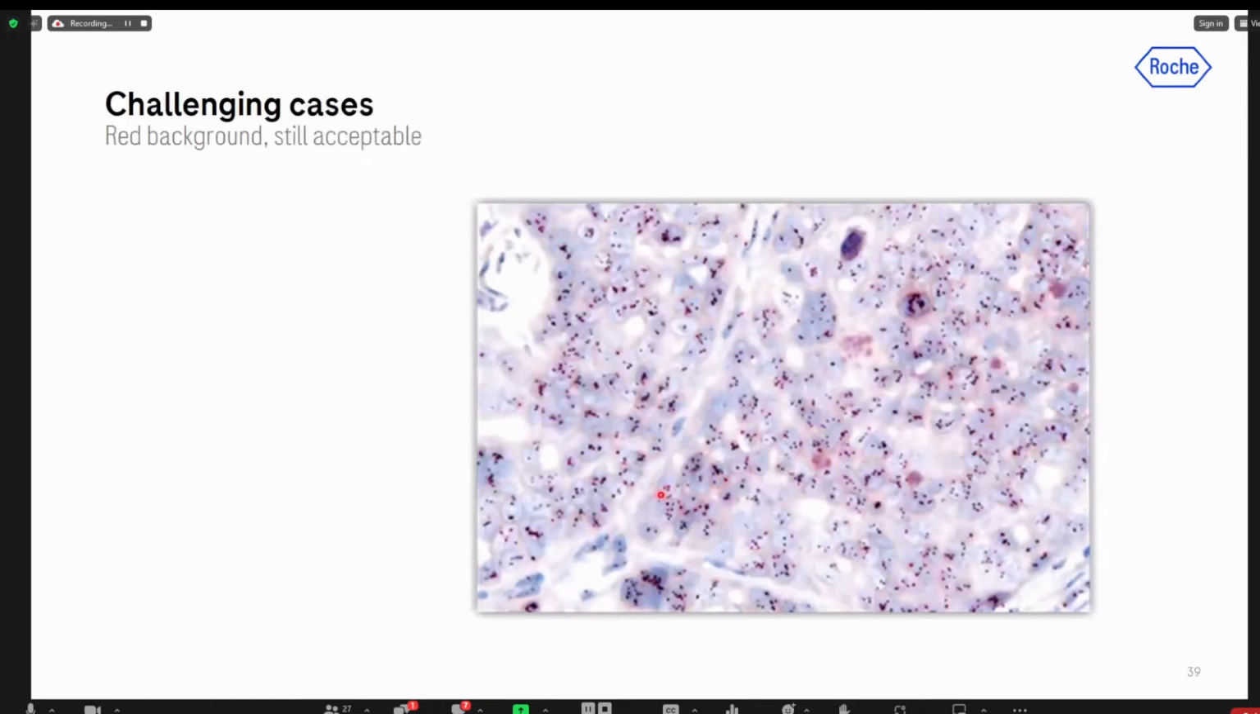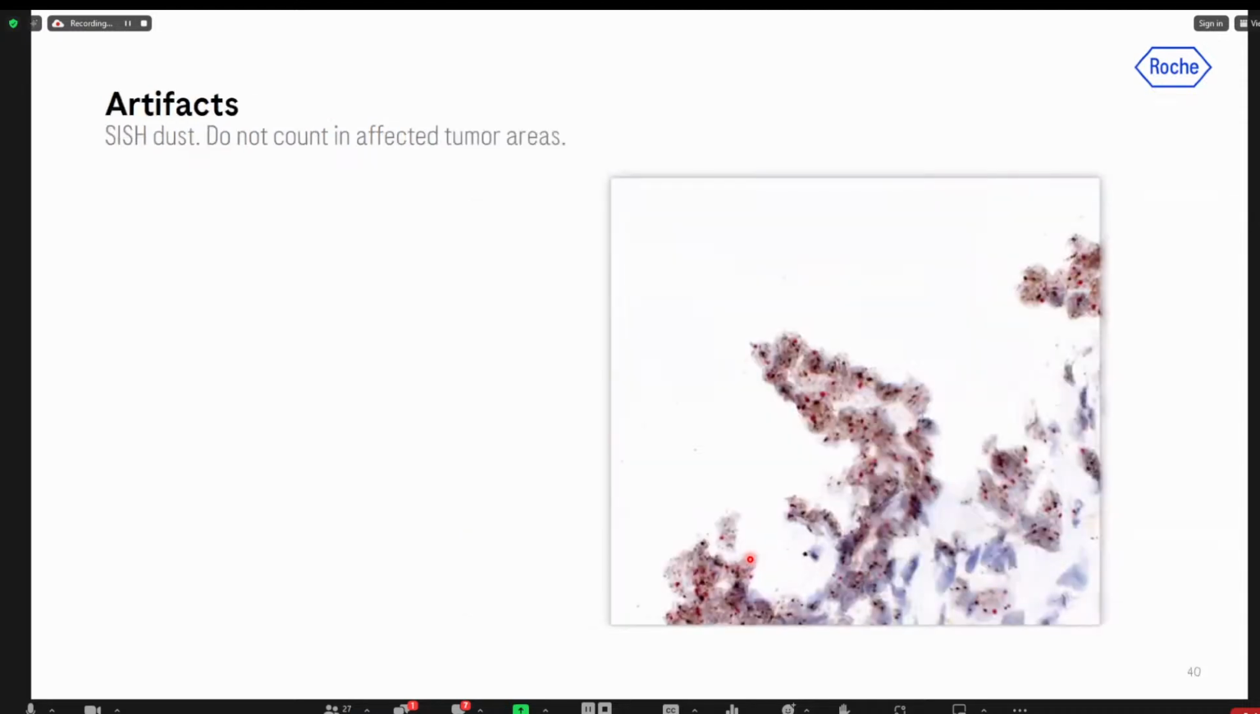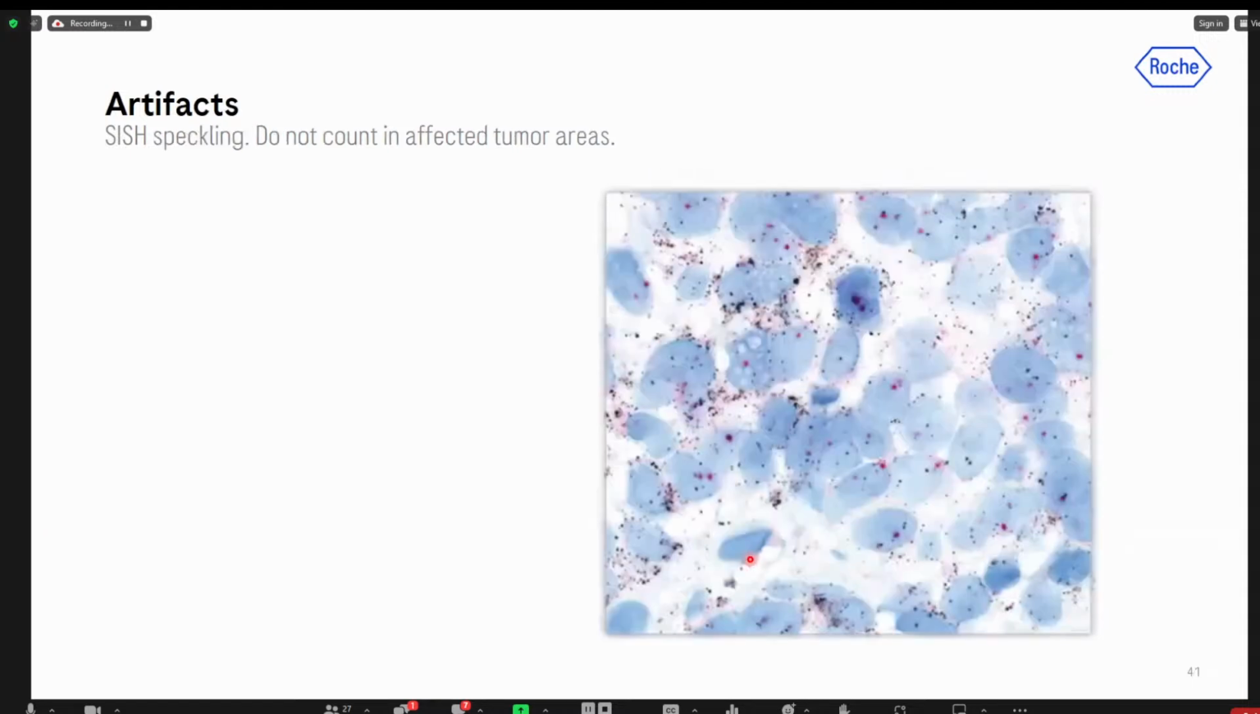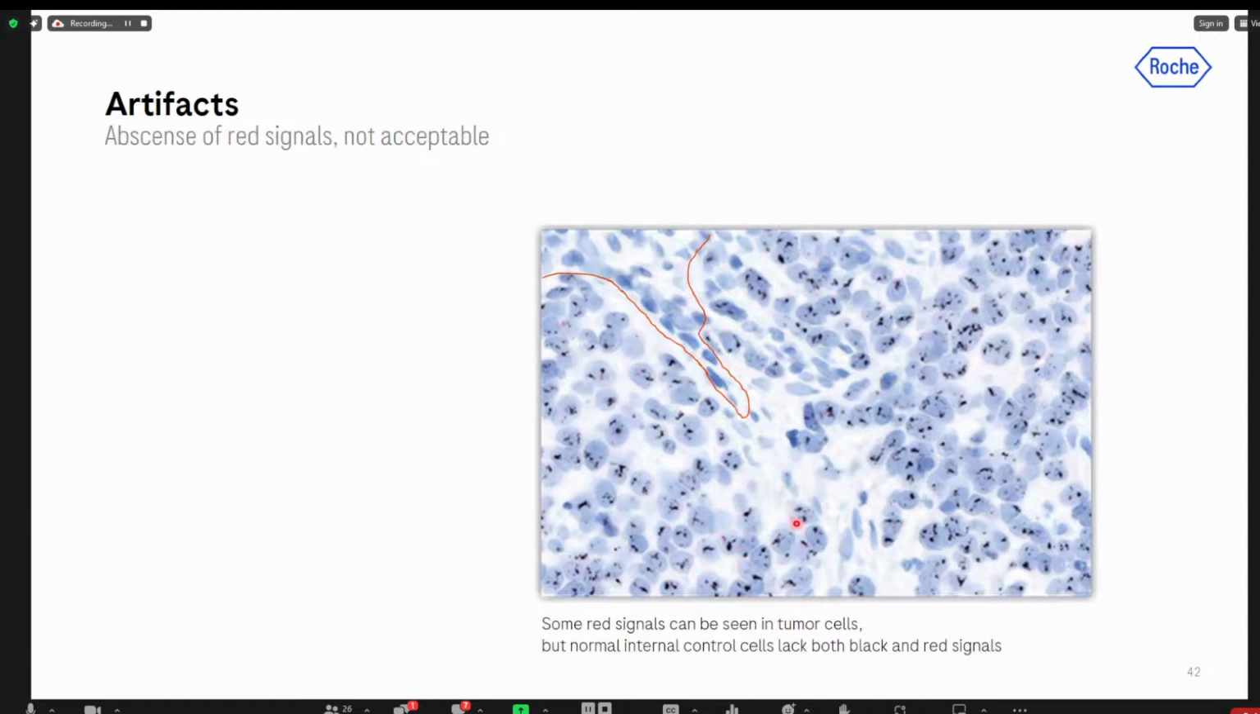Here's some background, but we have very clear contrast to the signals, so it's still acceptable. But this one, where we have the silver dust, is not acceptable, because this area really makes it difficult to count. As well as the speckling that sometimes also happens, and you just have a lot of black signals all over the slide, and you can't tell which one is belonging to the tumor cell and which one is just speckling.